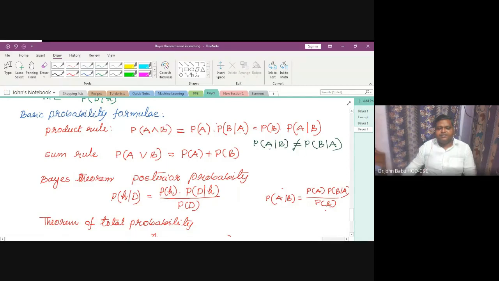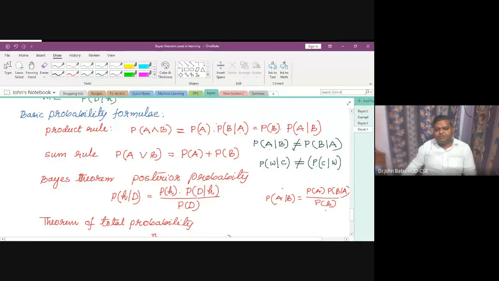It is like this: the probability of India winning when Kohli hits a century is not same as the probability of Kohli hitting a century when India wins. They are different values.